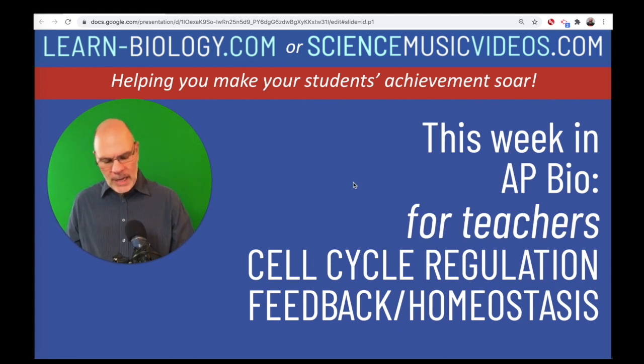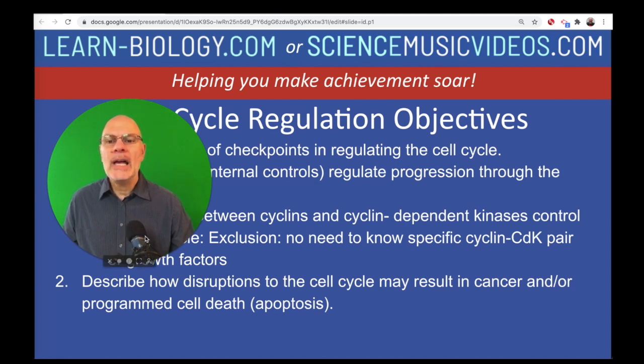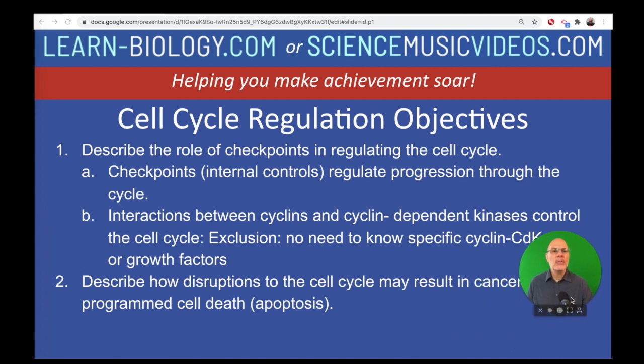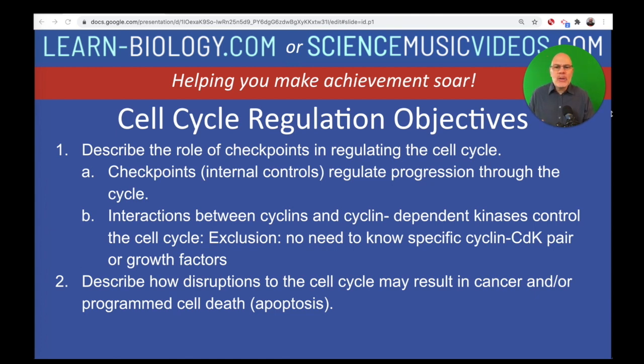So let's start by looking at what the College Board is asking you to do in terms of teaching about cell cycle regulation. And here are the objectives. Basically, you've already taught mitosis and cytokinesis, and your students understand what happens to cells as they move through the cell cycle. And now you're explaining how that actually is sequenced. So what you're talking about is checkpoints, and how those checkpoints, in this case, are really controlled by interactions between cyclins and cyclin-dependent kinases that control the cell cycle.